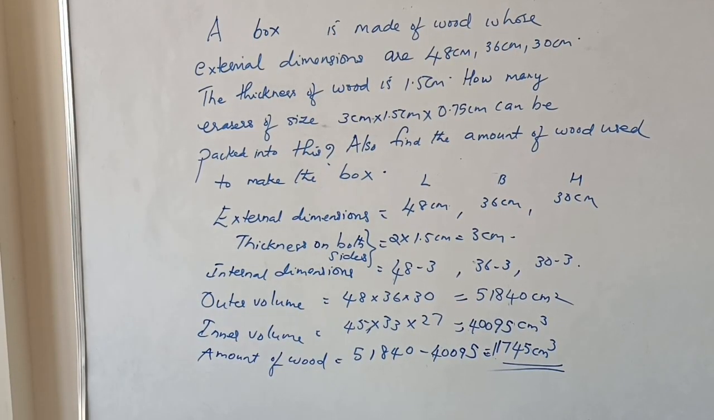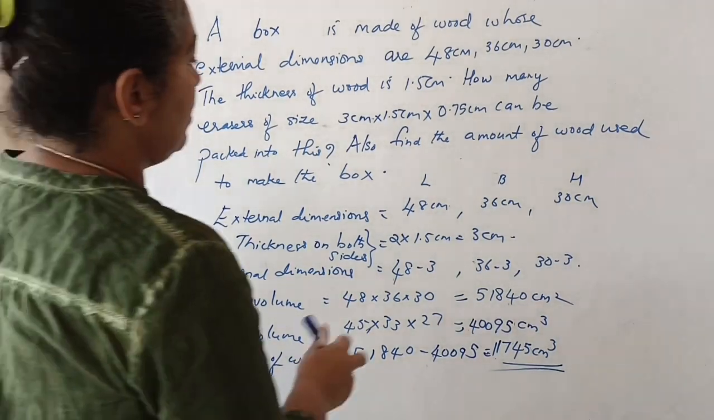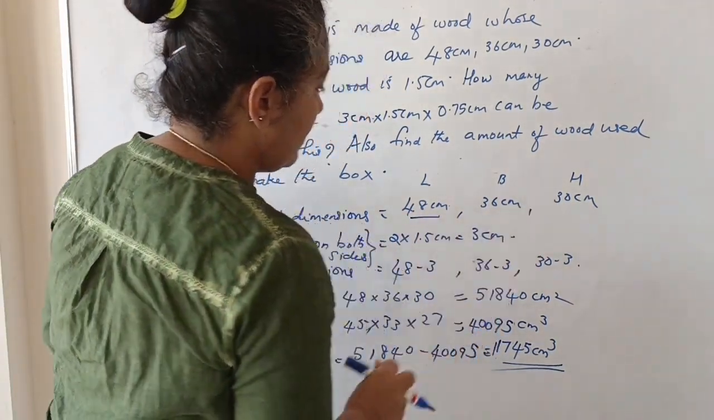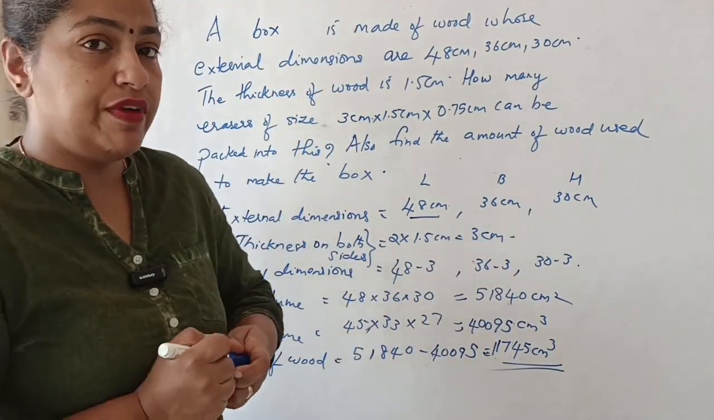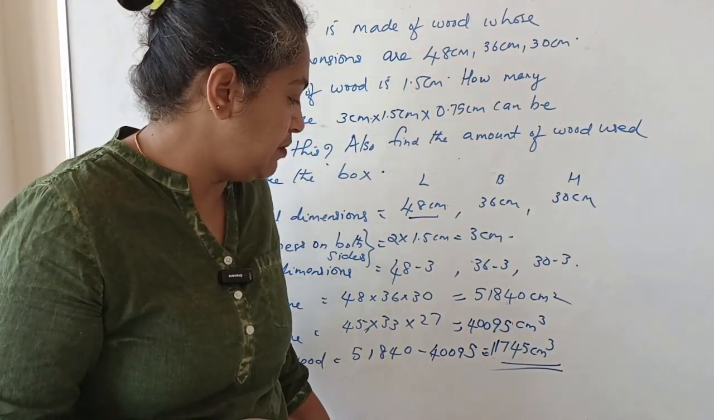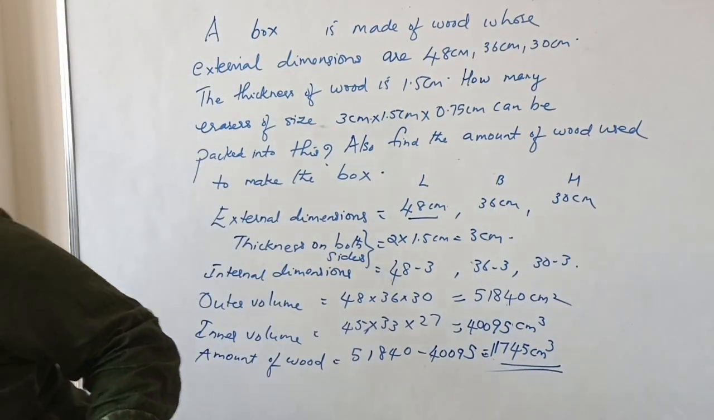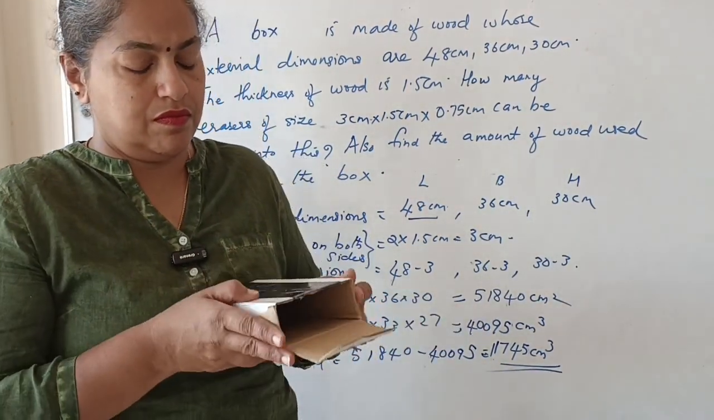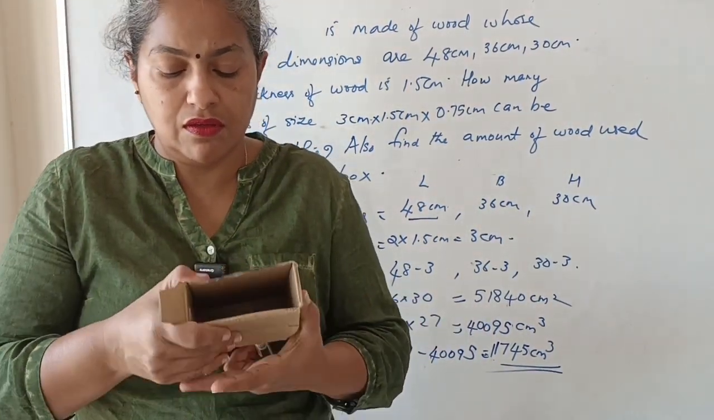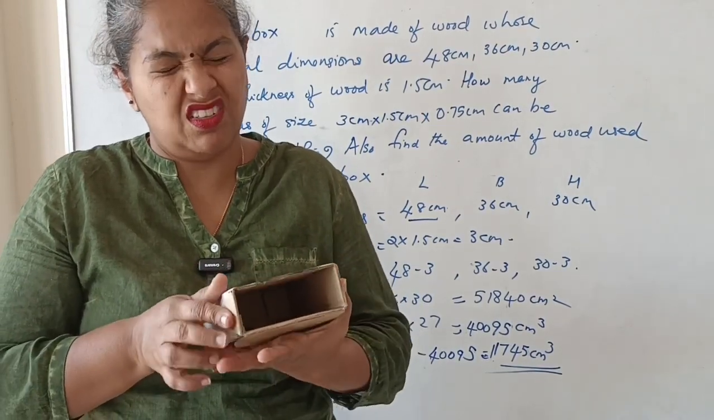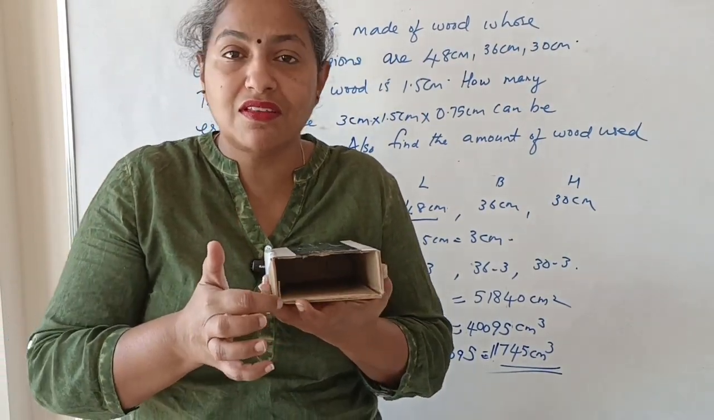So guys, the external dimensions are 48, 36 and 12. Now when they say the thickness of the wood is 1.5 centimeters, you know that it's a thickness only on one side. Just to show, this is the thickness, right?